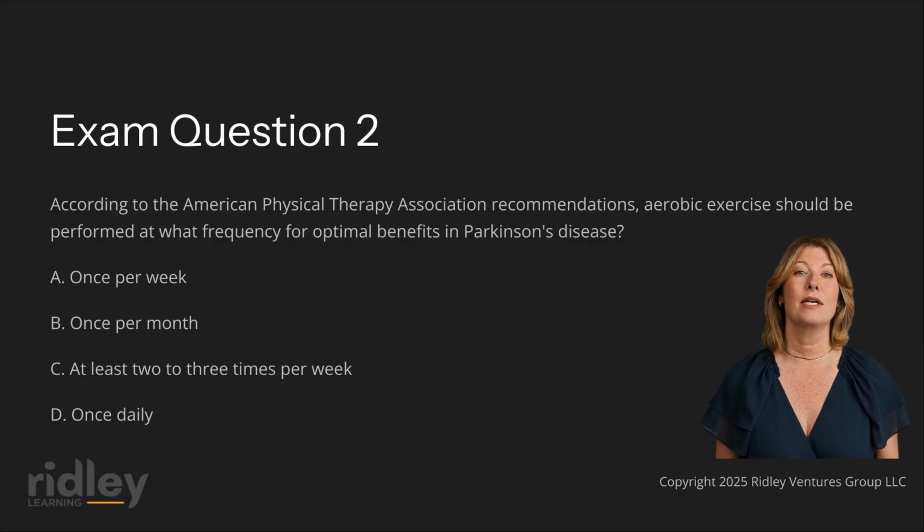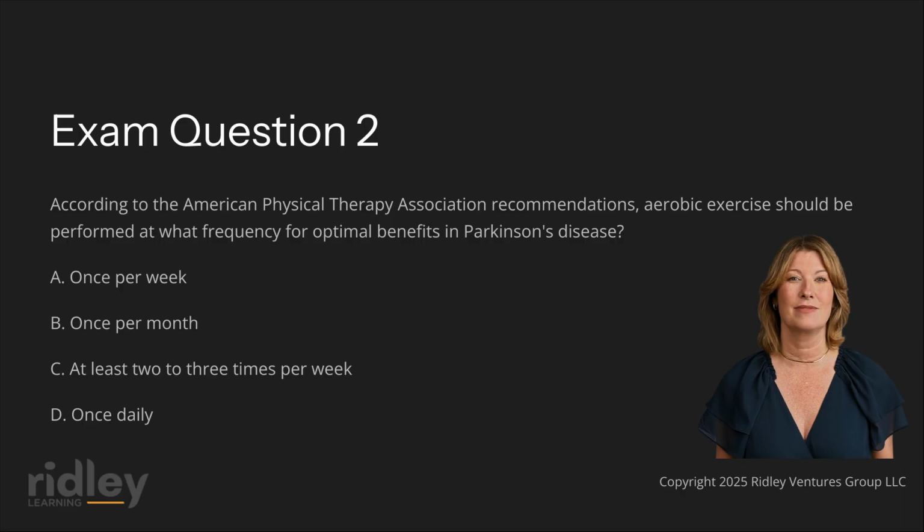Rationale. The American Physical Therapy Association has established evidence-based guidelines for aerobic exercise in Parkinson's disease. Research consistently demonstrates that performing aerobic exercise at least 2 to 3 times per week produces meaningful improvements in motor function, cardiovascular health, and potentially neuroprotective benefits. These sessions should last 30 to 60 minutes each, and programs should continue for at least 2 to 12 weeks or longer. This frequency allows adequate recovery between sessions while providing sufficient exercise stimulus to trigger beneficial adaptations in the brain and body.